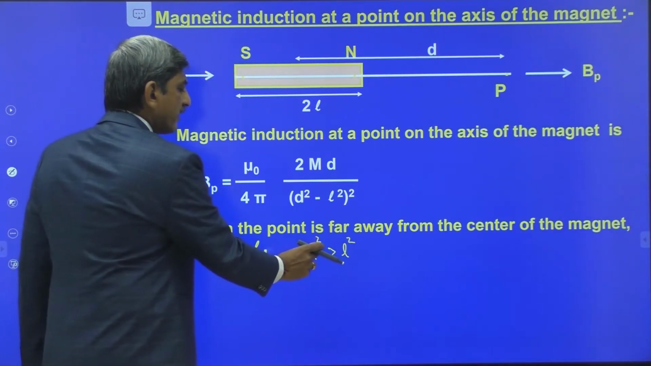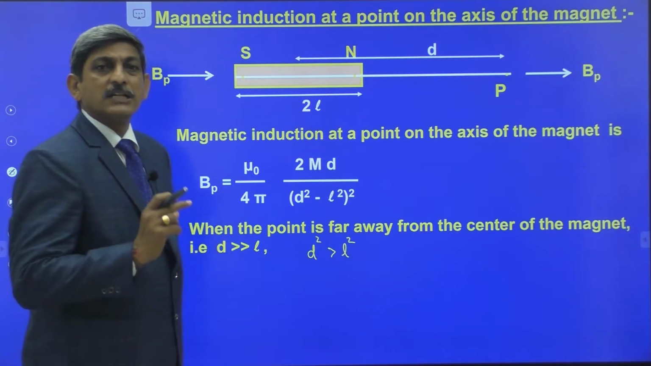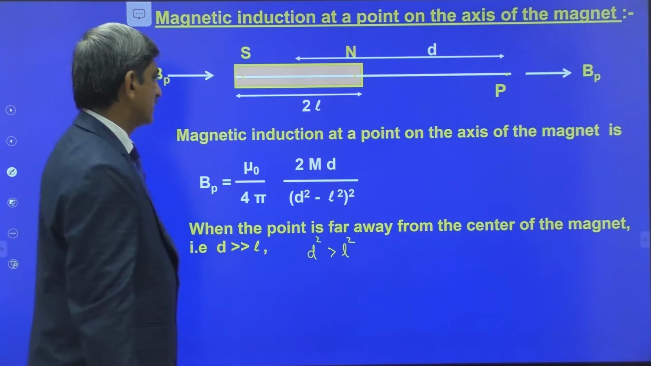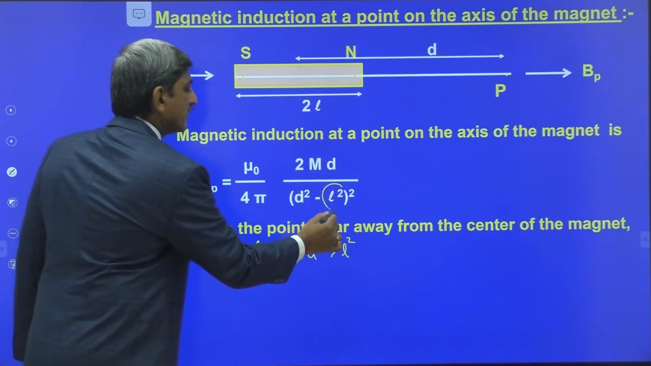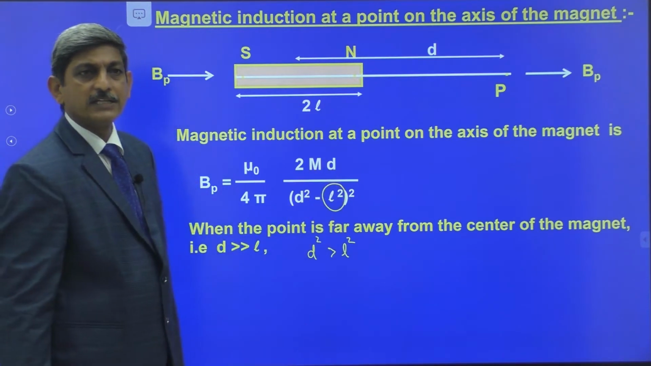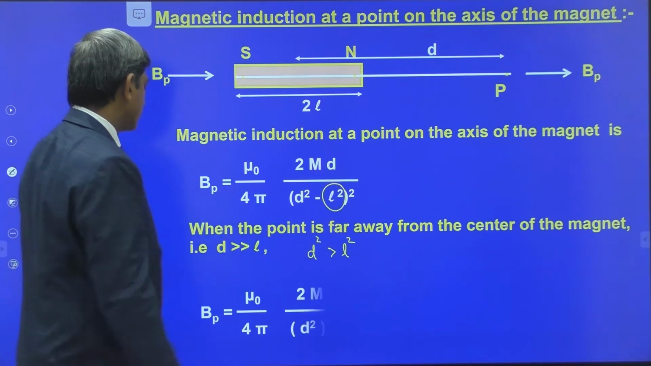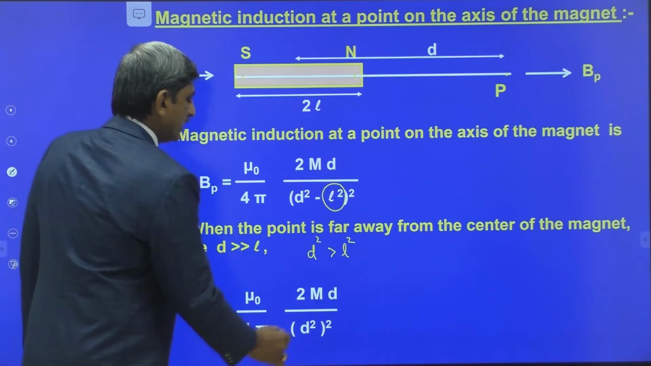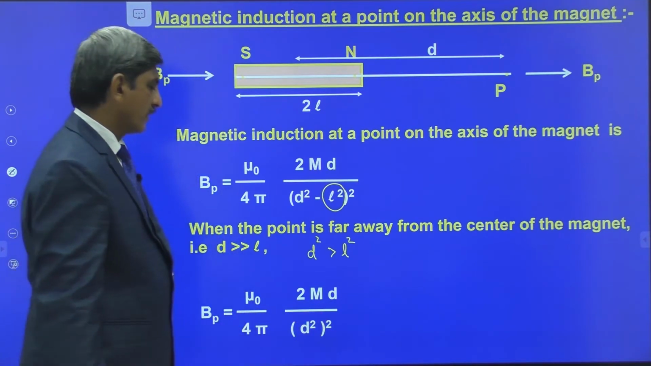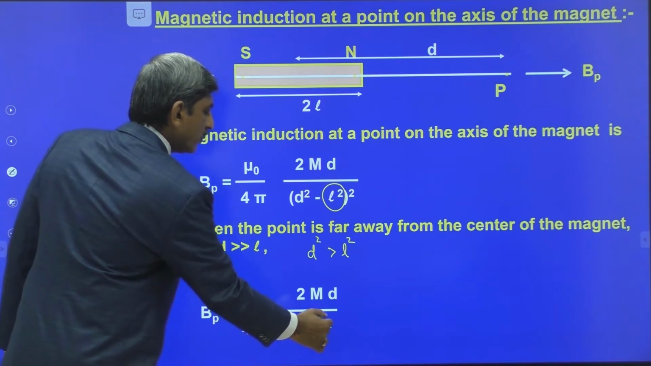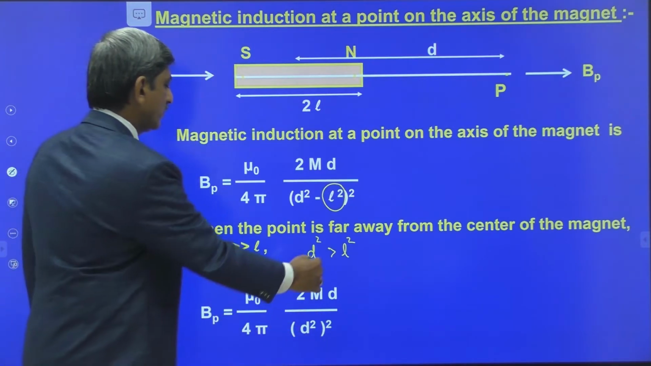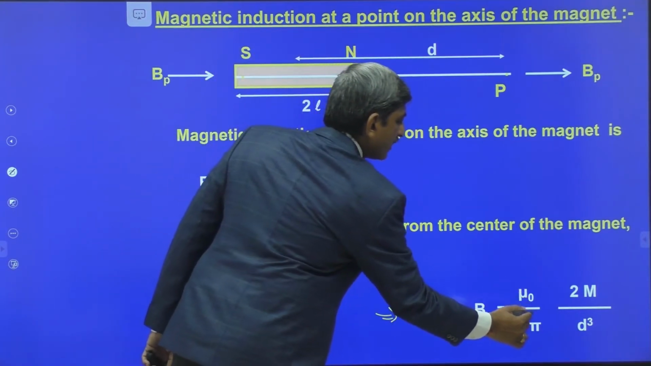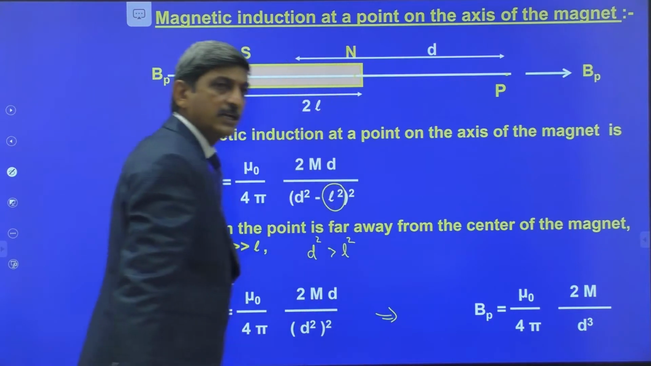So one is larger value, one is smaller value. The smaller value can be neglected either in the addition or in the subtraction process. That's why this L square can be neglected. By neglecting that L square, the equation can be written as Bp is equal to mu naught by 4 pi into 2md divided by (d square) whole square. So here (d square) whole square means d to the power of 4. So d cancels and this equation becomes Bp is equal to mu naught by 4 pi into 2m by d cube.